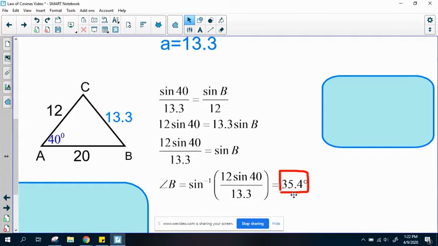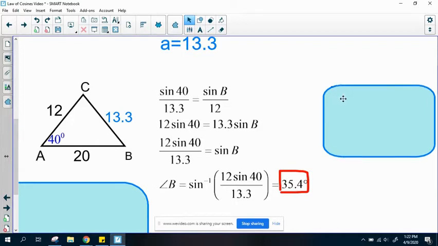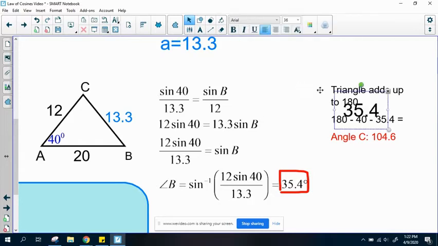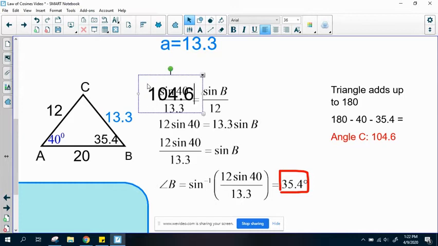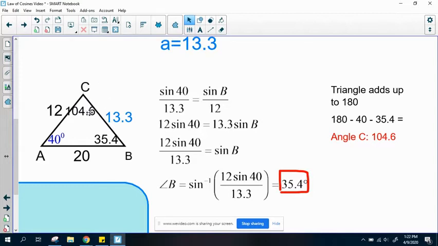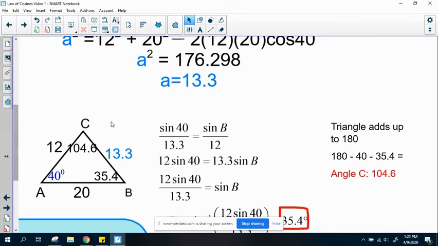So now I have 2 angles, and now I can just use my knowledge that a triangle adds up to 180. So if I take 180 minus 40 minus angle B, I can find angle C, and angle C turns out to be 104.6. So now I found all the missing sides and the missing angles. And so the triangle is solved. So you could use law of cosines again, or you could switch after you find that first one to do law of sines, which is, I think, a little bit faster. So let's try another one.